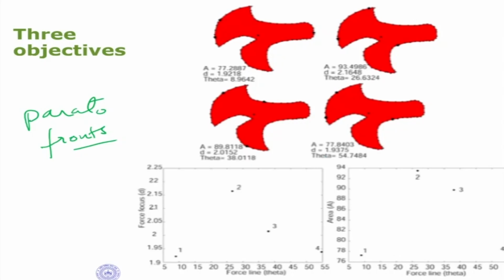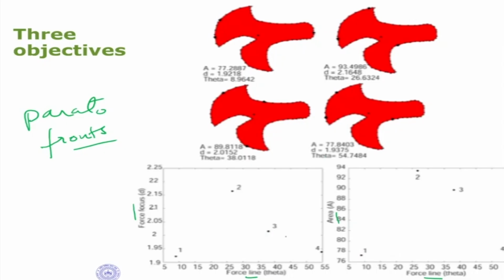Now because there are three objectives, we have a 3D kind of a graph. So here it is force line versus area of triangle. Here it is force line versus force focus. Okay, and depending on how much higher weightage you're giving to which of these objectives, you can choose a particular solution.